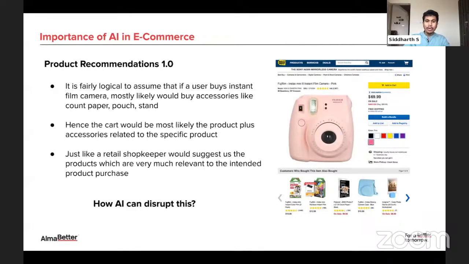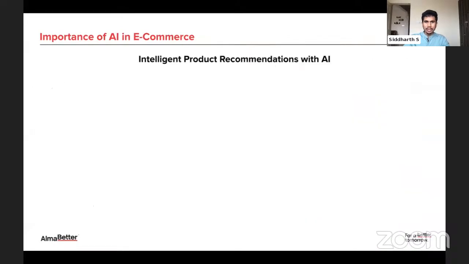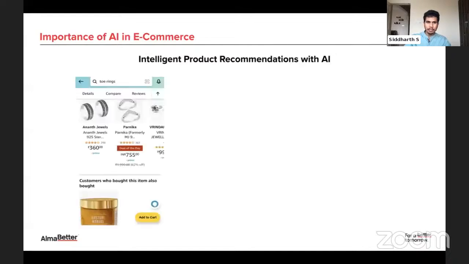So let's imagine how AI can disrupt product recommendations. We make the product recommendations more intelligent using AI. So how is it possible?